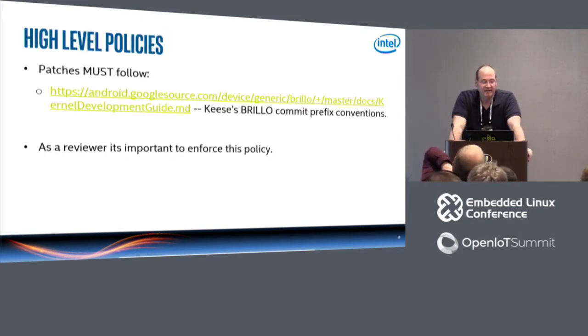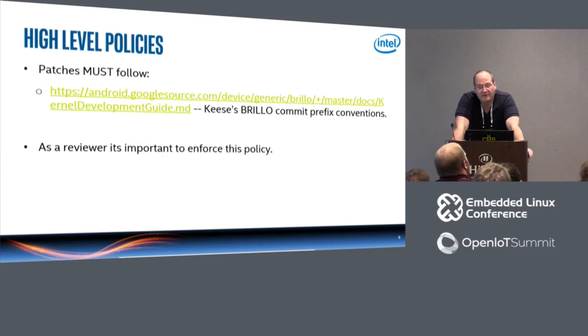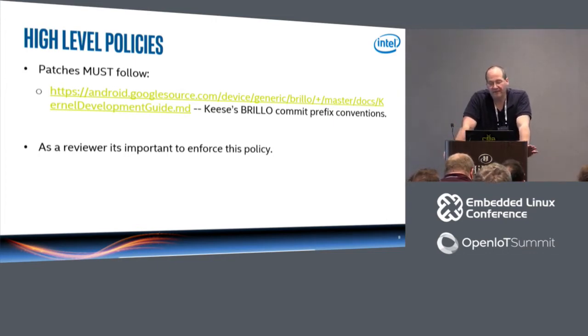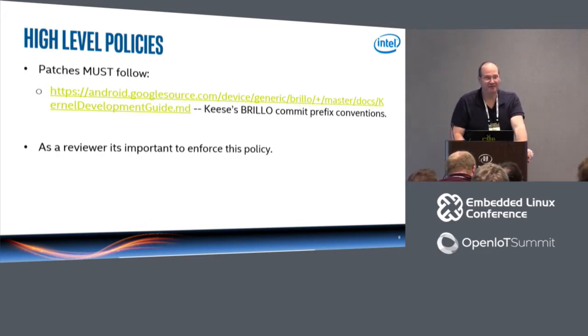Okay, some high-level policies. Pretty much as you do in a code review, you need to make sure that good commit comment prefix discipline is applied. The reason we need this discipline is because you may be working on the 4.4 kernel today, but you're going to be working on the 4.9 kernel or some other kernel tomorrow. Without this discipline, migrating your code from one kernel version to the other is almost impossible. And as a code reviewer, it's important for you to review this policy, because as a member of the kernel team, it's going to be your job to migrate to that new kernel. So this is just to cover your butt.